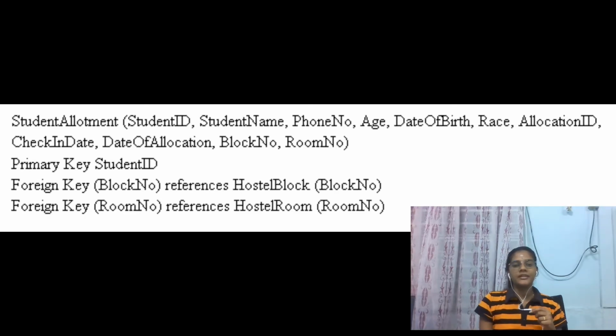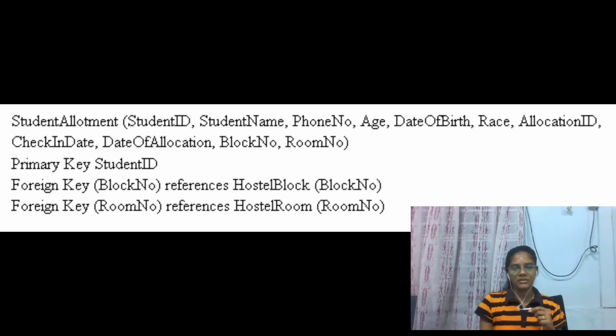The third one is the student allotment. For this, the two relations, which are the student and allotment details, are merged since it is one-to-one on both sides in the ERD diagram. So the attributes are student ID, student name, phone number, age, date of birth, race, allocation ID, check-in date, date of allocation, block number, and room number. The primary key is student ID, followed by the foreign key, block number, which references hostel block number, and the second foreign key, room number, which references hostel room number.